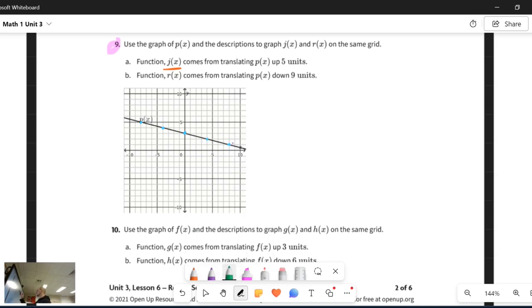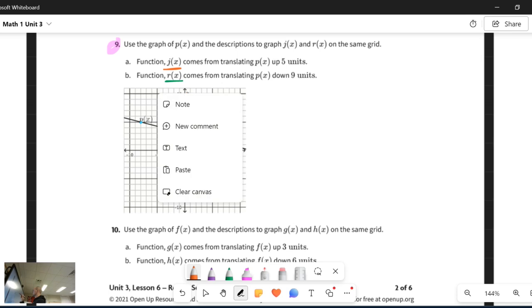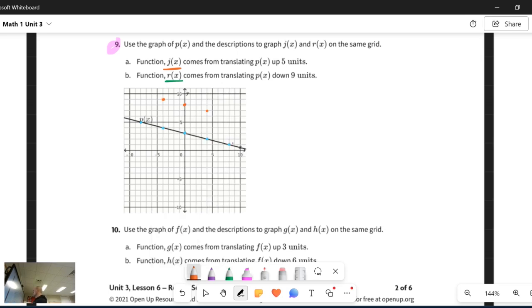And we'll use some color. I don't use green. Some Miami Hurricane colors. j of x is saying up 5 units, so you're taking every point that we have there and shifting it up 5. I'm just going to use the 3 middle ones. 1, 2, 3, 4, 5. Each one gets shifted up 5. Then we're just going to go through and connect them. So, boom. I'll call that j of x.